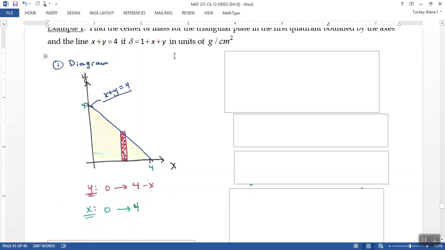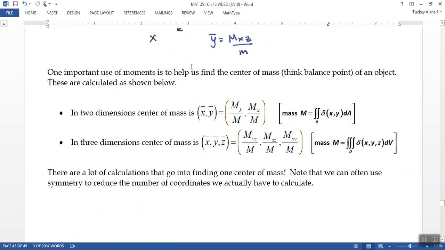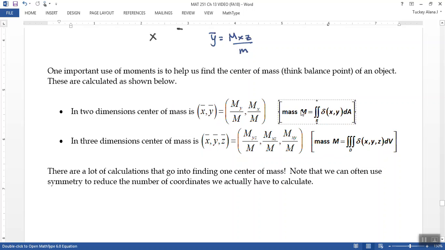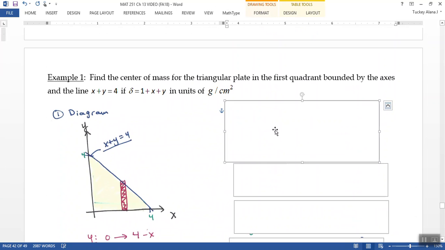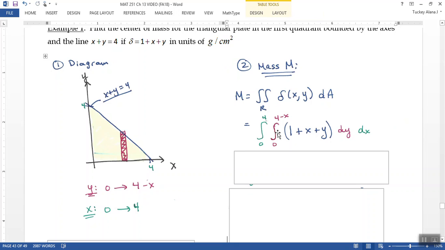Okay, so I've got that. Now, to find the center of mass, remember that's this giant formula right here. So I'm going to need to find m first of all. M is the mass, which is the integral of the delta function, the density function. So that's my first mission. I'm going to find my mass, m, which is that double integral of density over the area. Well, I've got the area. It's this triangular region, so I'm going to type that in. I'm going to go from 0 to 4 for my x, 0 to 4 minus x for my y, and there's my delta function.